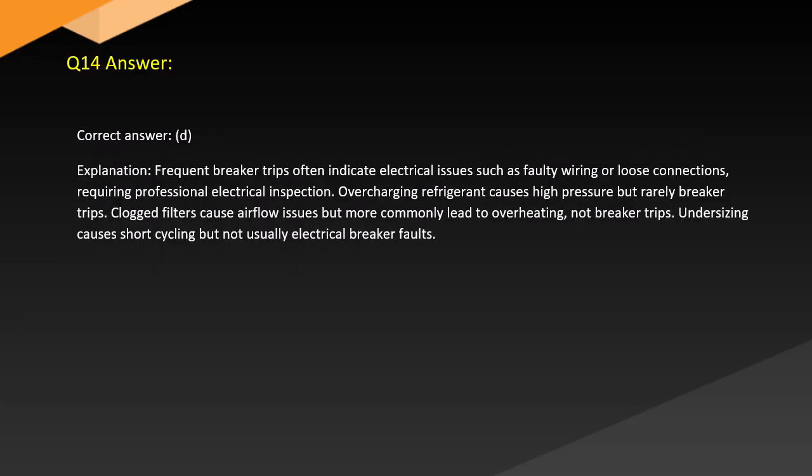Answer. Correct answer, D. Explanation. Frequent breaker trips often indicate electrical issues such as faulty wiring or loose connections, requiring professional electrical inspection. Overcharging refrigerant causes high pressure but rarely breaker trips. Clogged filters cause airflow issues but more commonly lead to overheating, not breaker trips. Undersizing causes short cycling but not usually electrical breaker faults.